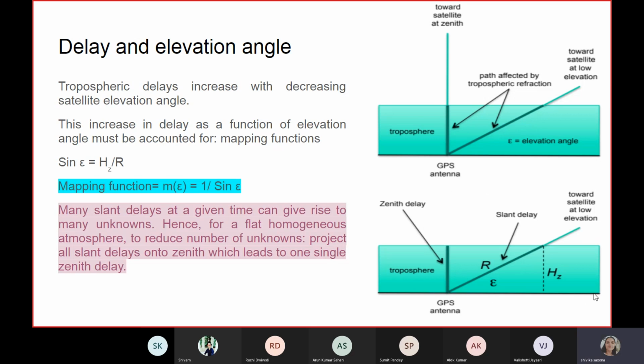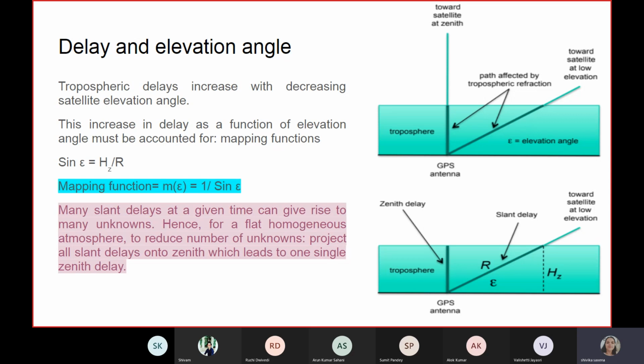So when the satellite is at this position, we have different slant delays over here, different inclined lines. All these inclined lines are the slant delays at different elevation angles from 0 degrees to 90 degrees. So if we consider many slant delays from 0 to 90 degrees, we will have so many unknowns to identify for a post, for a region. We have to find so many unknowns.